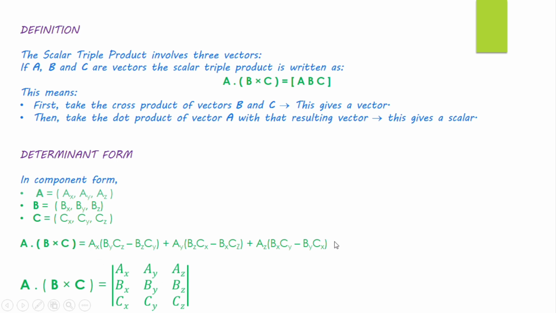Now when you look at this expression, it is in the form of an expanded determinant. So this can be written as A dot B cross C equals determinant Ax, Ay, Az, Bx, By, Bz, Cx, Cy, Cz. See here there is Ax, then ByCz, BzCy. Here there is Ay, BzCx and BxCz. Here there is Az, BxCy and ByCx. This is how the determinant came.